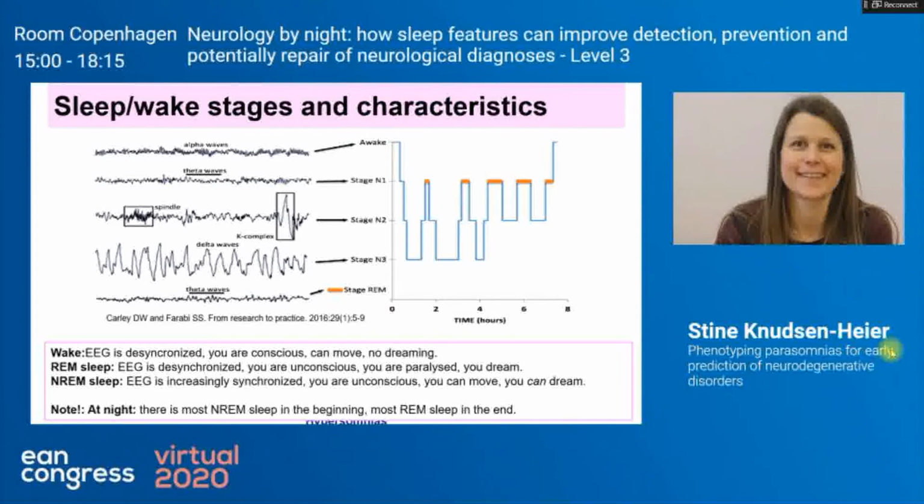But you can also see on the EEG that in wake, the EEG is more desynchronized. There's a lot of activity. And this also corresponds to that you are normally, when you're awake, conscious and you can move and you have no dreaming. But REM sleep, that is also the dream stage, looks a lot like wakefulness on the EEG anyway, because the EEG is desynchronized. But at the same time, you are unconscious, you cannot move because you're paralyzed, and you dream. So it is different from wake in the way you behave, but the EEG looks a lot the same. In non-REM sleep, the EEG is increasingly synchronized, but you are, just as in REM sleep, unconscious, but you can move and you can dream.